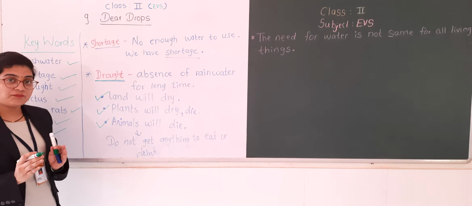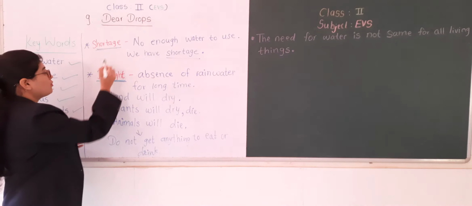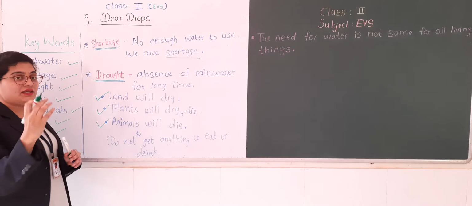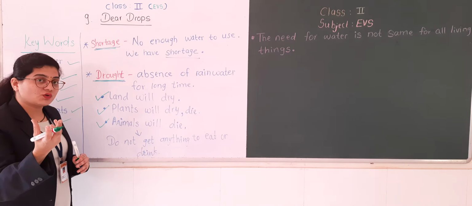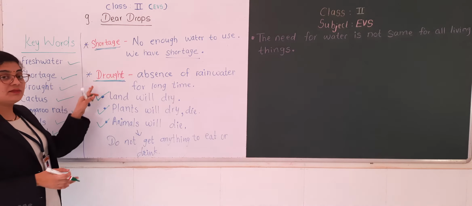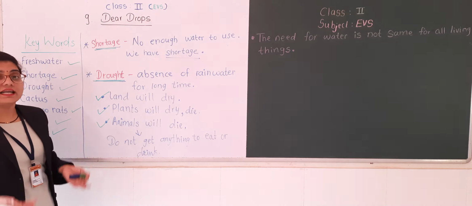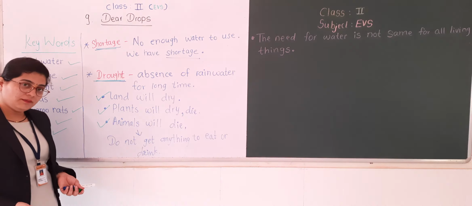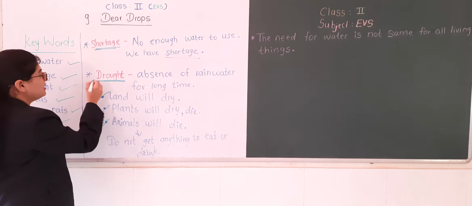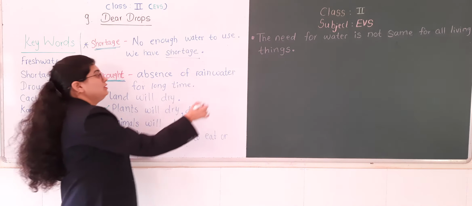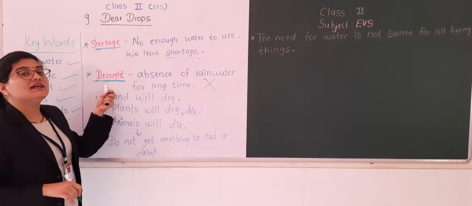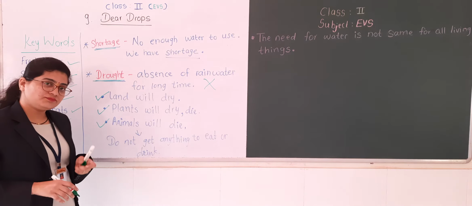Do you understand? What is meant by shortage? What is meant by drought? Shortage means we have little water to use or we do not have enough water to use. And drought means there is absence of rainwater. Understood? Here we have little water to use, and here we do not have water to use. So this is called drought. Understood? Good.